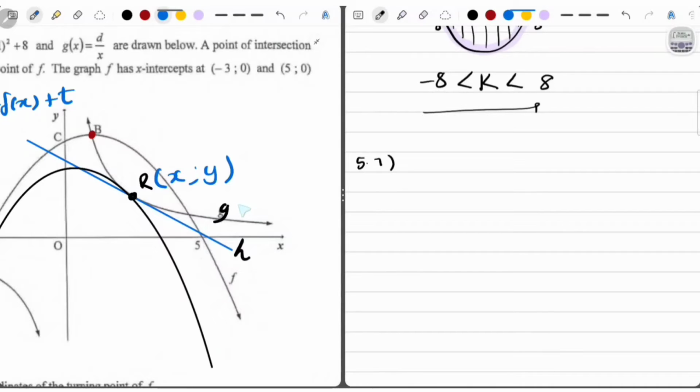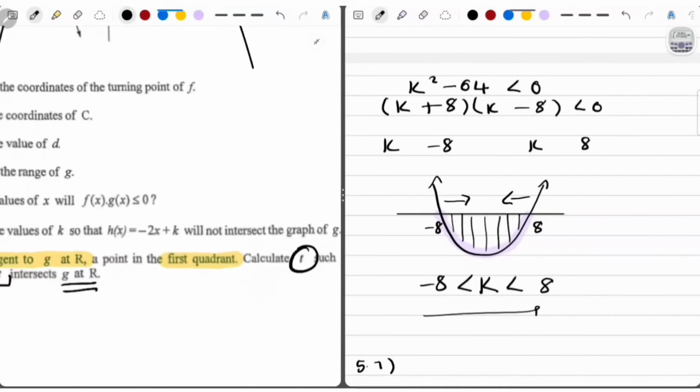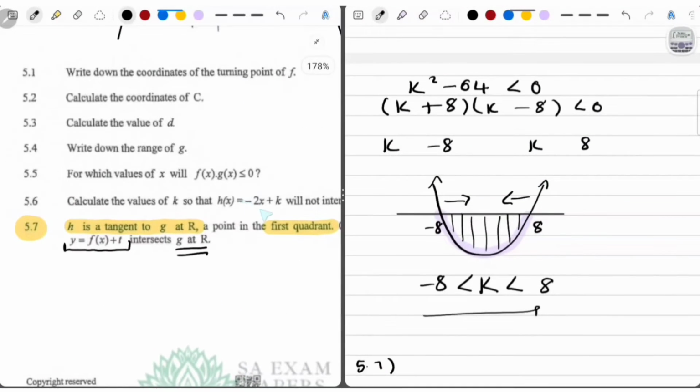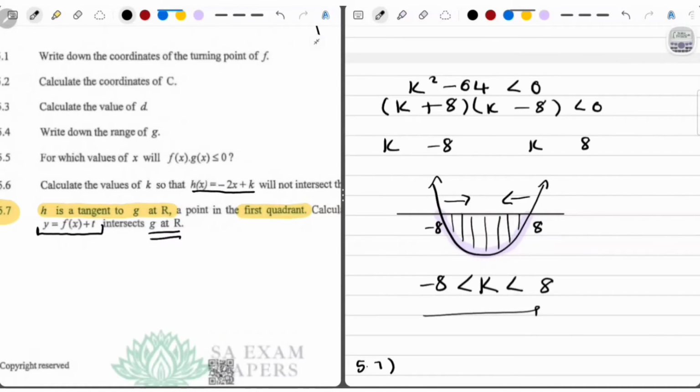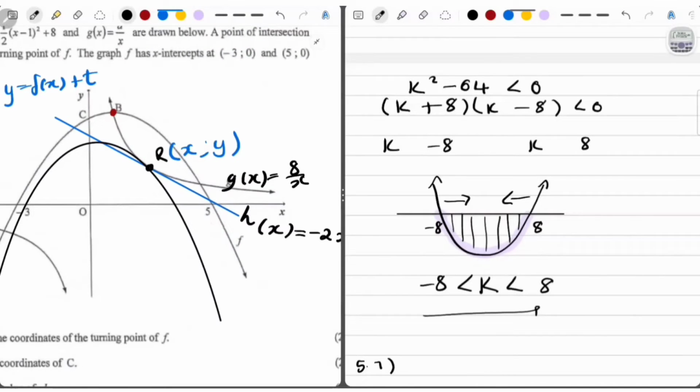Let's also just write down the things that we do know. g of x has an equation, so that we just see that there are no equations missing here. That's 8 over x. And h of x also has an equation. It's the equation that they just spoke about in this previous question. So h of x is equal to negative 2x plus k. Let's also keep that in mind.